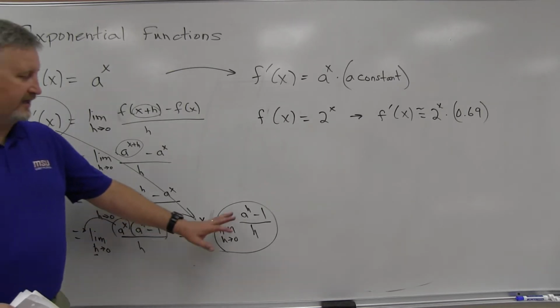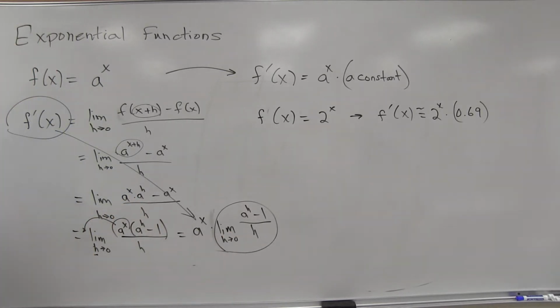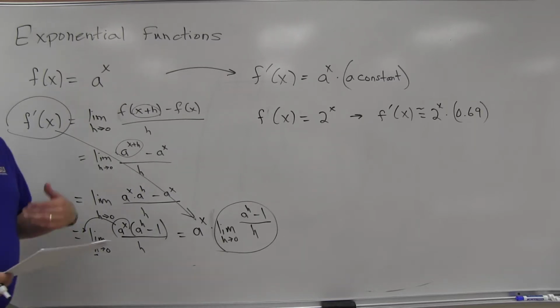But yes, if you did a table, put a 2 in there and then do the limit as h approaches 0, you get approximately 0.69. For 3, it's about 1.10. But there is good news on that. There is a more specific value for that, and we'll talk about that in just a second.